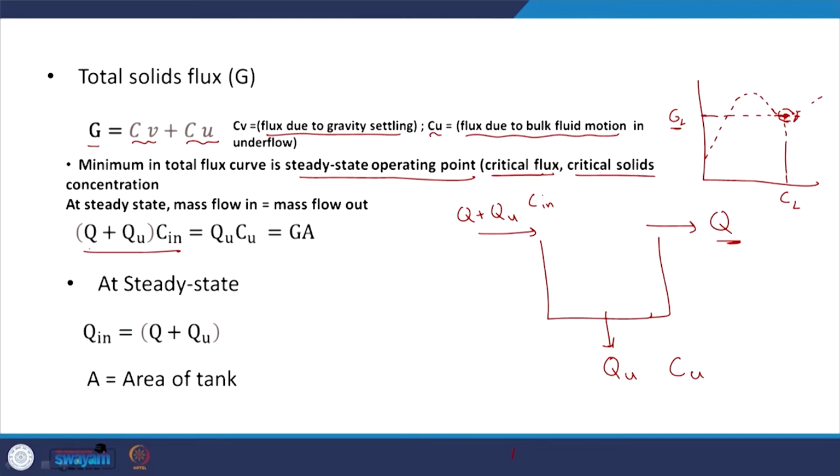So, first, (Q plus Qu) into Cn, the mass of solids coming in, is approximately equal to Qu into Cu. We are assuming that most of it is coming down in this underflow. So Qu into Cu is going to be equal to the total flux into the cross sectional area. That is something to keep in mind, and this is at steady state. As you know, Q in is equal to Q plus Qu, and A is the area of the tank.